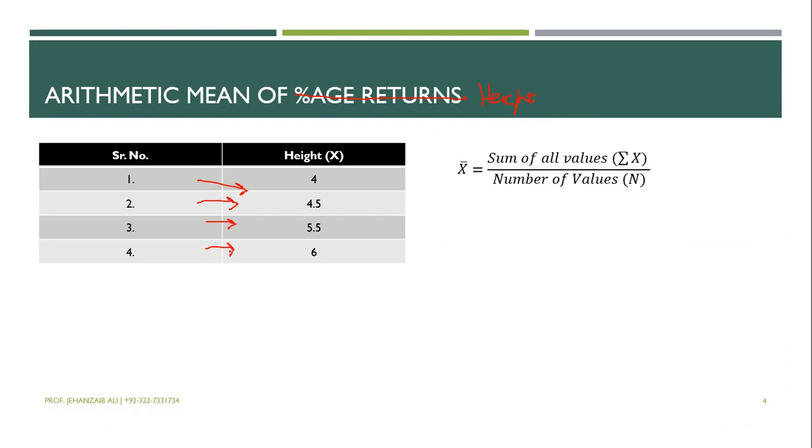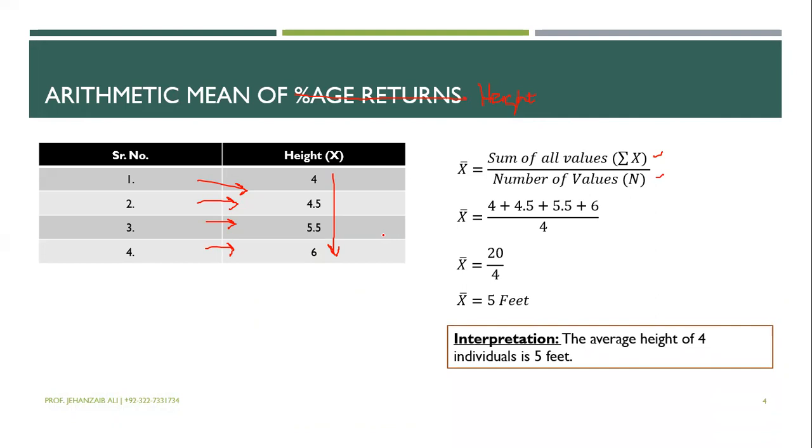The formula for the calculation of arithmetic mean is you divide the sum of values by the number of values. For example, if you add the heights of the four individuals, it would be 4 plus 4.5 plus 5.5 plus 6, and divide it by 4. You will get the answer, that is 20 divided by 4, which is equal to 5 feet. What does it mean? It means that the average height of the four individuals is 5 feet. On average, they have a height of 5 feet.